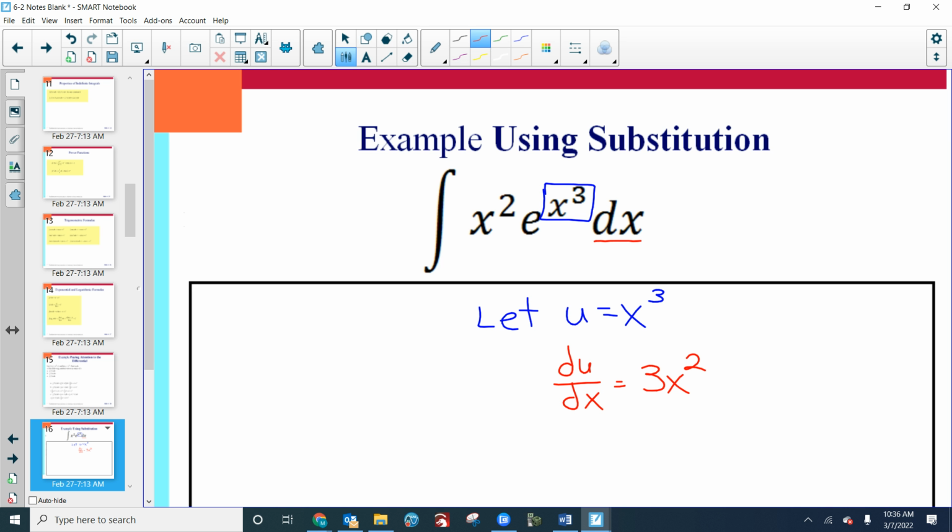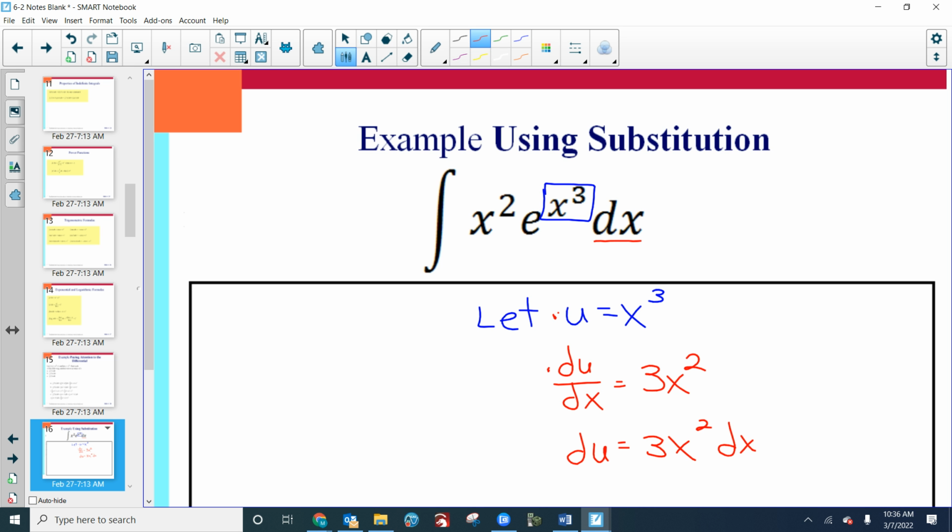If I walked in today and I put this up on the board right here, u equals x cubed, and I said find du dx, or y equals x cubed, find dy dx, or m equals x cubed, find dm dx. If u equals x cubed, isn't du dx 3x squared? And what did I tell you I wanted? I want to know what du equals. Well, how do I get du by itself? Multiply both sides by dx. du equals 3x squared dx.